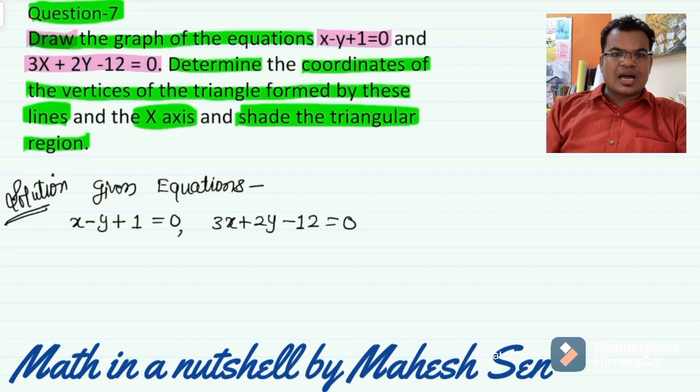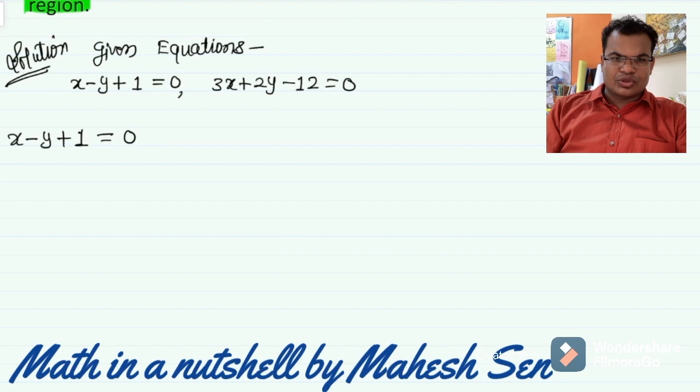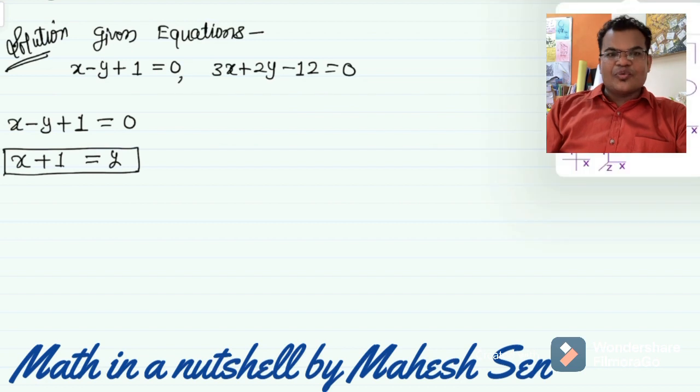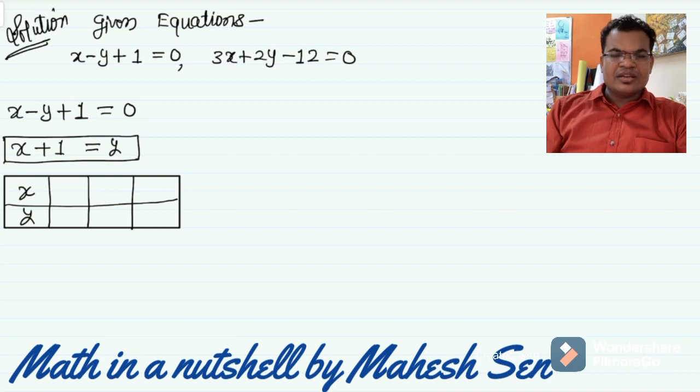So let's start. Very first, draw the graph for this: make the table. For x minus y plus 1 equal to 0, we can send this minus y to the right hand side, so we can write x plus 1 equal to y. This is the simplification of the equation so that we can get the answers very fast. After that we have to make the table. I'm just making the table, guys, with x and y. We'll take the values of x and get y gradually. Okay, so my table is ready. Now I'll get three solutions, and after the three solutions I'll get the graph, right?